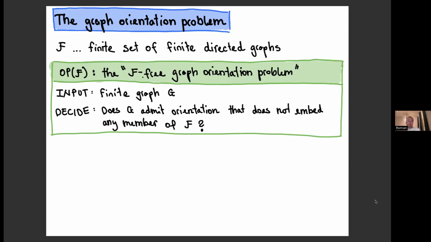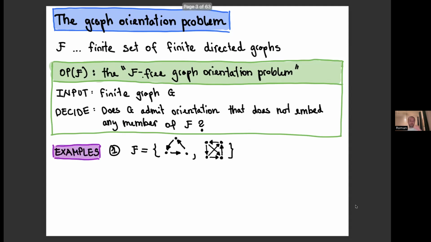You're given a finite set of finite directed graphs. So every edge has a unique orientation. And the F-free graph orientation problem, OP of F, is the following decision problem. You're given a finite graph G as input, and you're supposed to decide, does this graph G admit an orientation that does not embed any member of F? So can you orient the edges such that none of the forbidden patterns occurs?